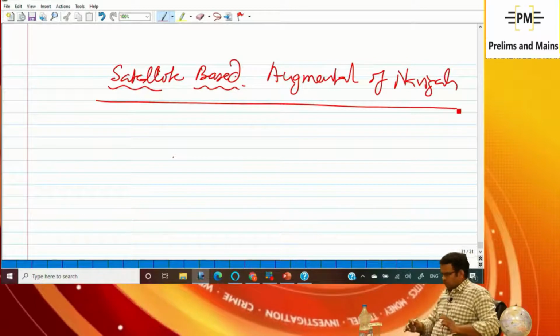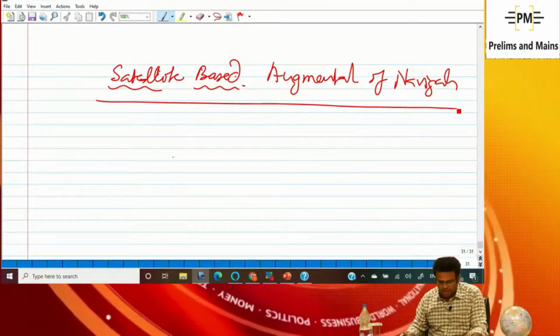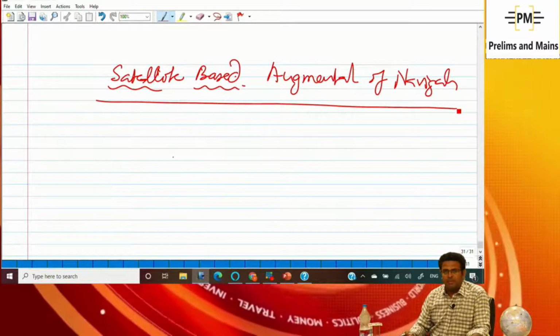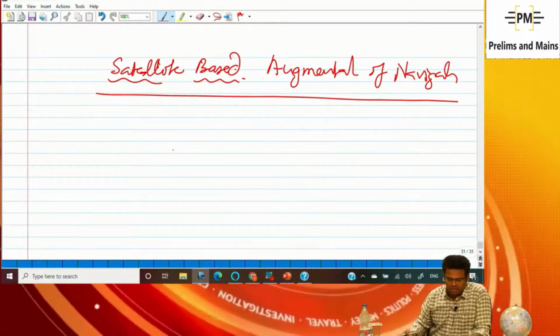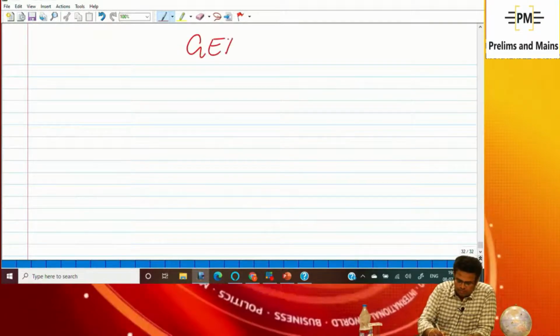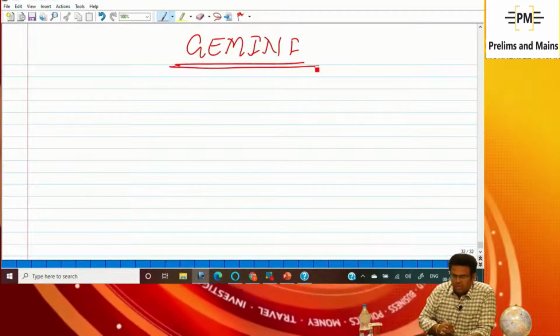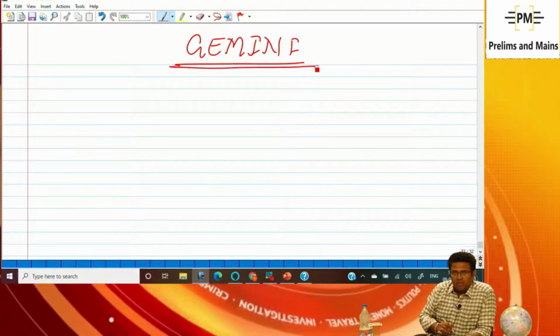So this is about the Gagan that I have talked about. Clear? Gagan is for, remember that, accurate landing of aircraft. Next one is Gemini. Next one, it is about Gemini.